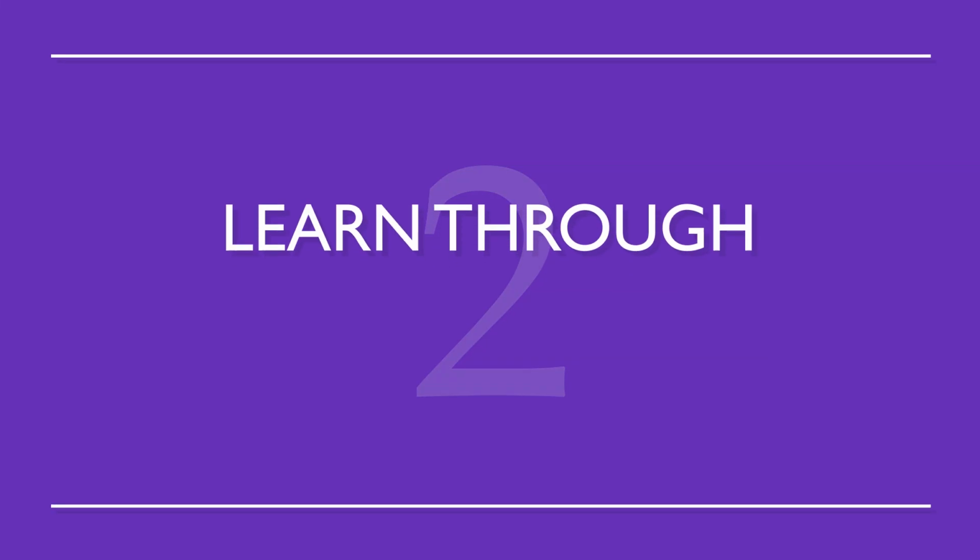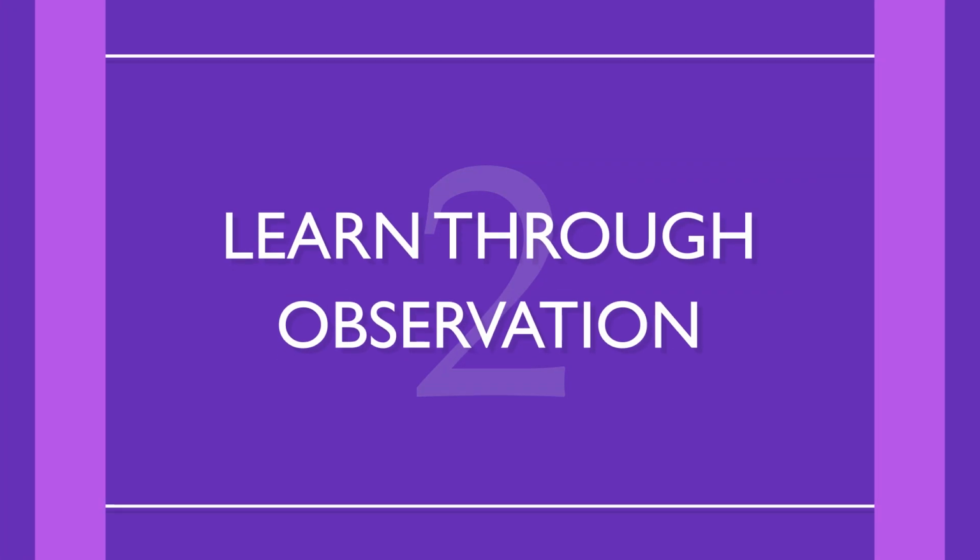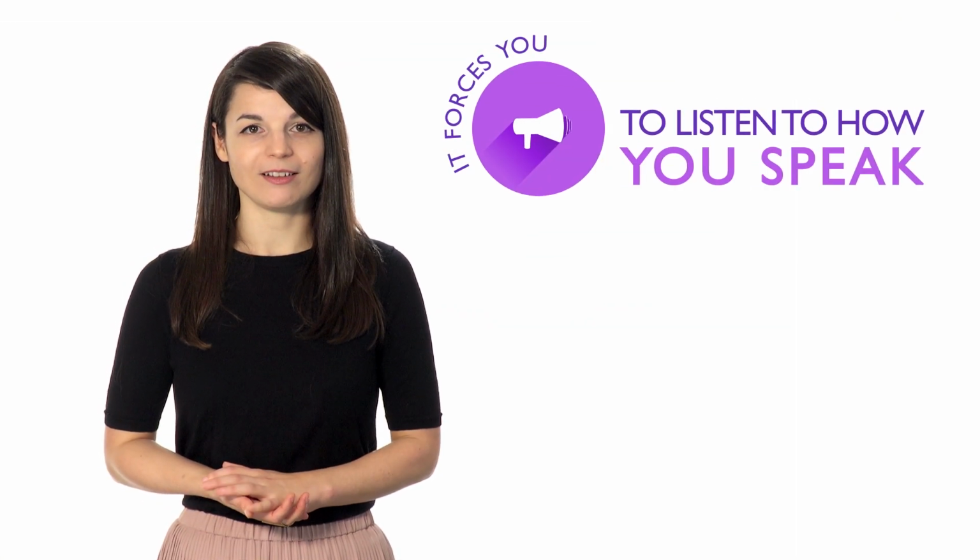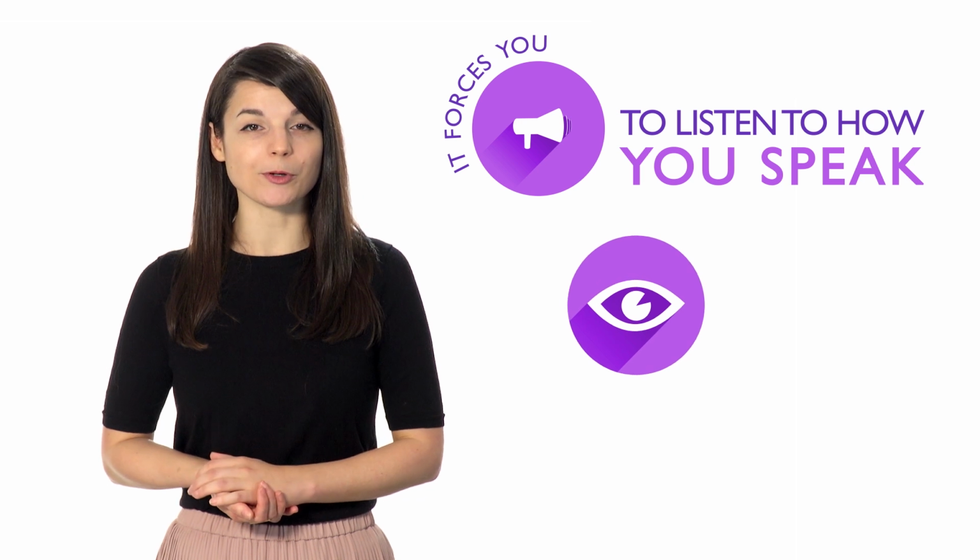Number 2, learn through observation. This is how we all learned our native languages as kids. Words will develop their own meanings that relate better to your target language, rather than meanings that are translated directly. Number 3, speak out loud to yourself. Even if you're a little embarrassed, it forces you to listen to how you speak. It makes it much easier to spot simple grammar mistakes.